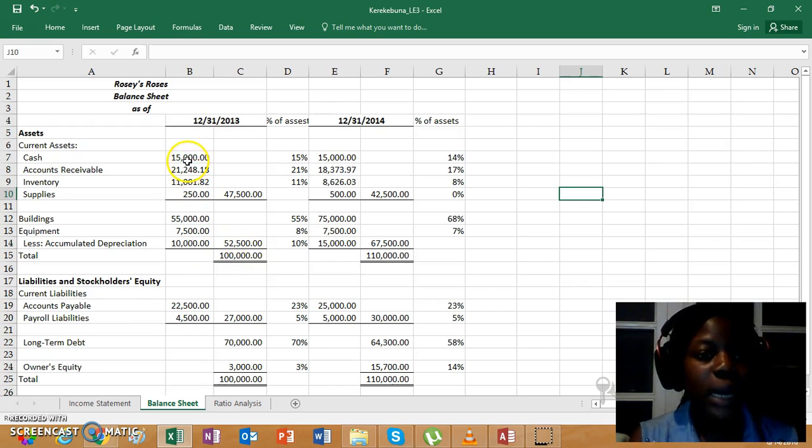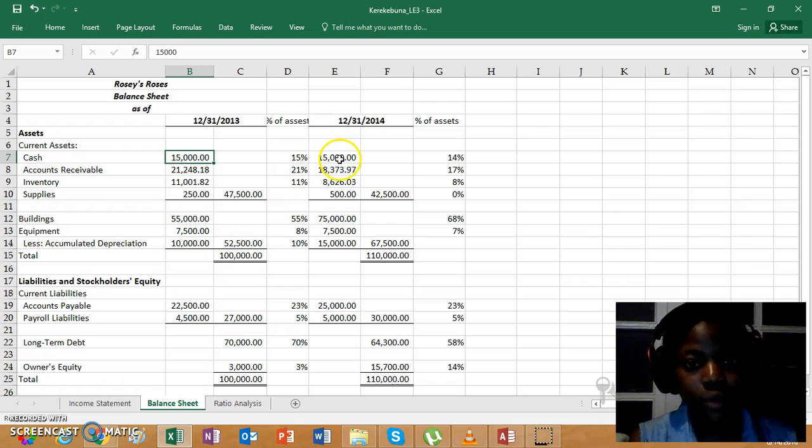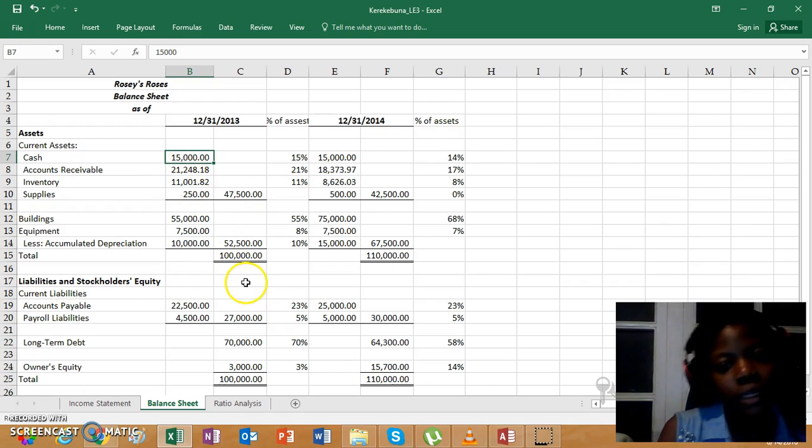For example, I divided cash by 100,000 and it gave me 15,000. Accounts receivable by 100,000 gave me 21%. Inventory by 100,000 gave me 11%, and so on and so forth for 2013. I applied the same method for 2014. Then for liabilities and stockholders' equity also, it was to divide by the total. And that's it for the balance sheet. There was no pie chart recommended.